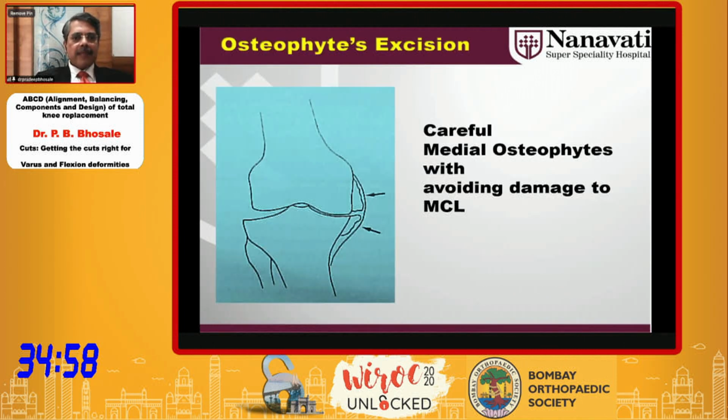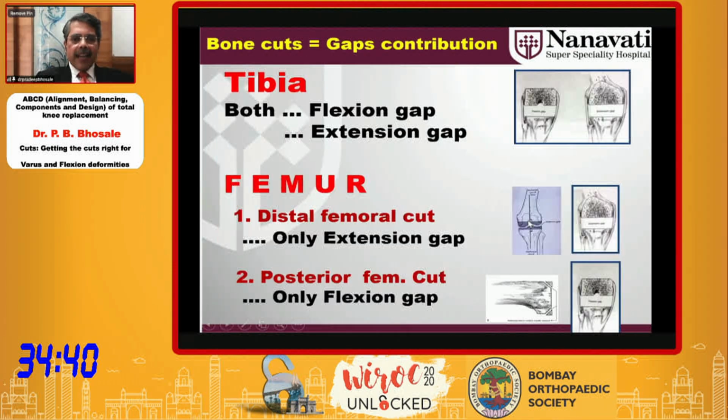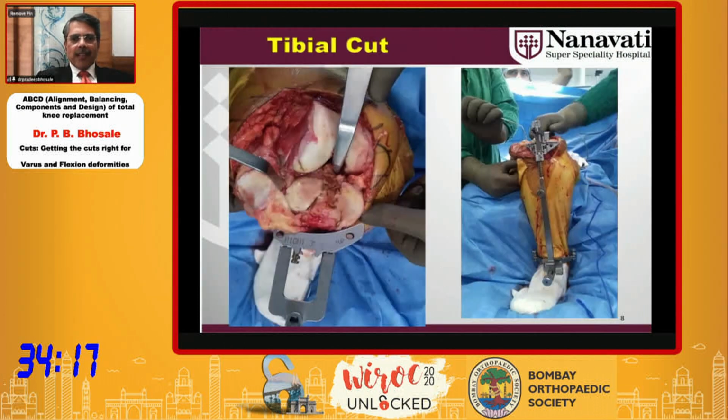So it's not only the flexion extension gap, but the joint line is also to be restored. That is important. So right from the basic thing, first after exposure, you go and remove all the osteophytes, and you have to be very careful, preventing any damage to the MCL, and it gives a significant release. And as you know, the tibia contributes to both flexion and extension gap. The distal femur is only extension gap, and the posterior femur is flexion gap. So normally we go for the extension gap first, and there is little adjustability with the rotation. I'll come to that. So these are all basic things.